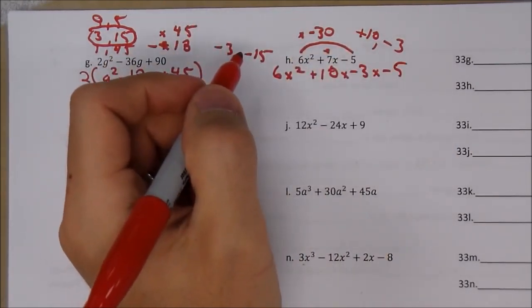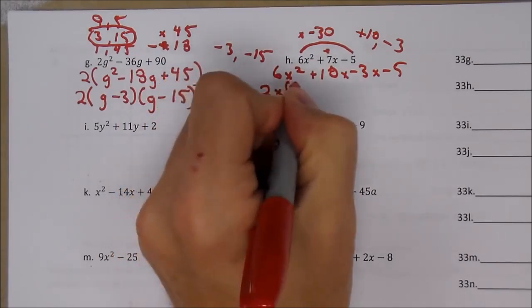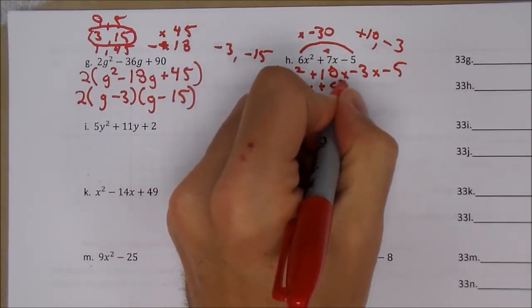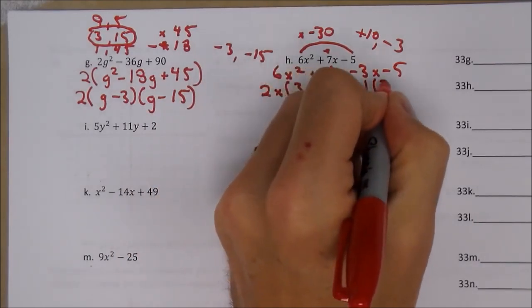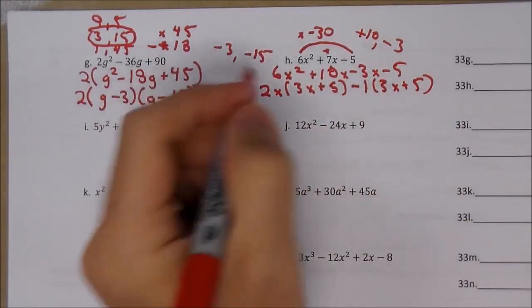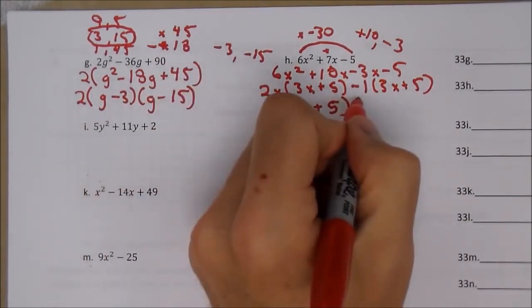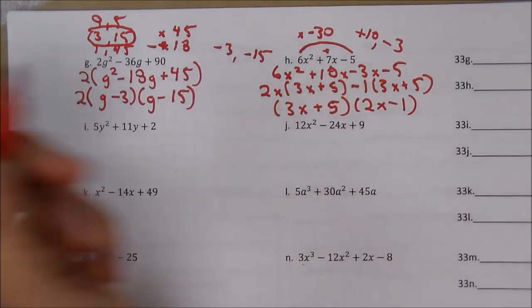Now we do something called factor by grouping. I'm going to factor the first two terms together. I can take out a 2x, and I get 3x plus 5. The last two terms, I can take out a -1, and I get 3x plus 5. The key thing is these two match. So I take that out now. 3x plus 5 are matching terms, and then our leftovers are 2x minus 1.